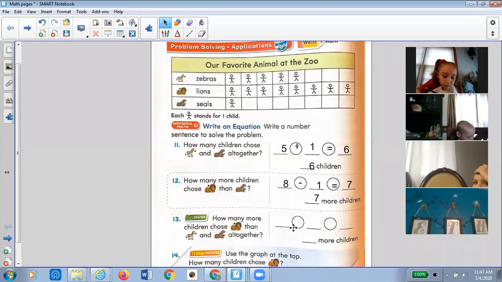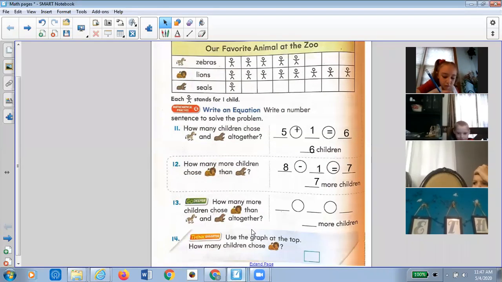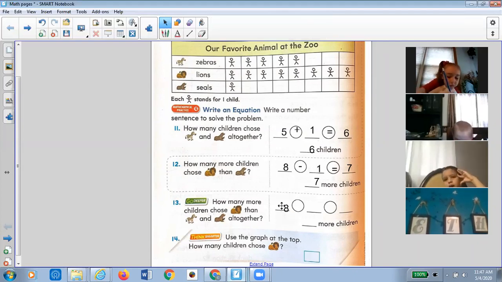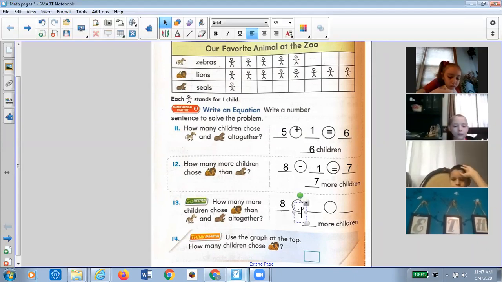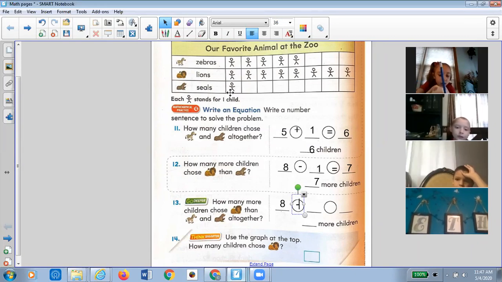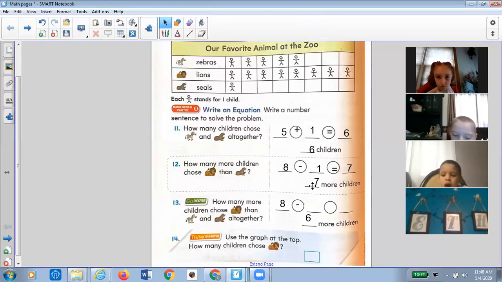All right, let's look at number 13. How many more children chose lions than zebras and seals together? So now we know that 8 children liked lions, so put an 8 there. We're gonna put our minus sign again, but now we're adding the zebras and the seals together. So there were 5 children that liked zebras, and 1 that liked seals, so that's 6. So now we're doing 8 minus 6.